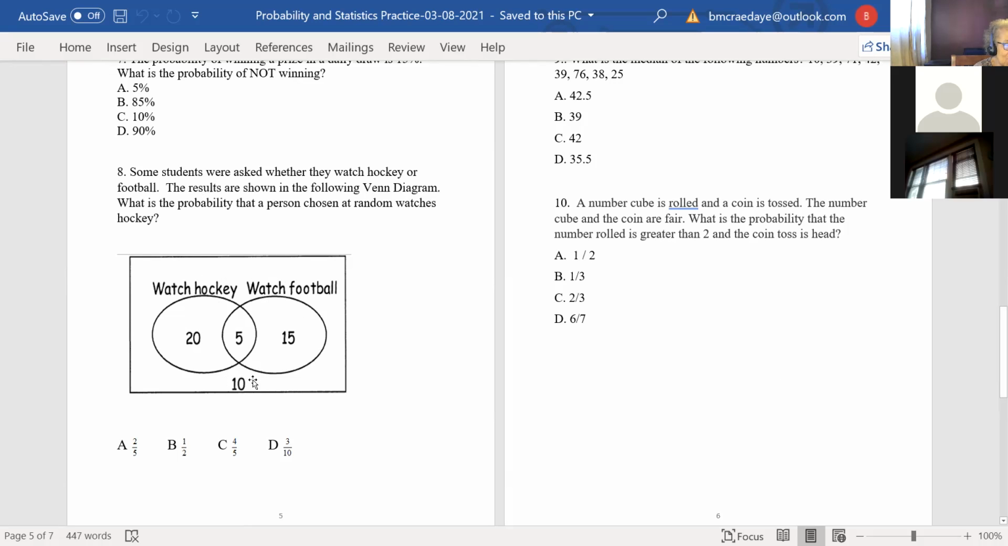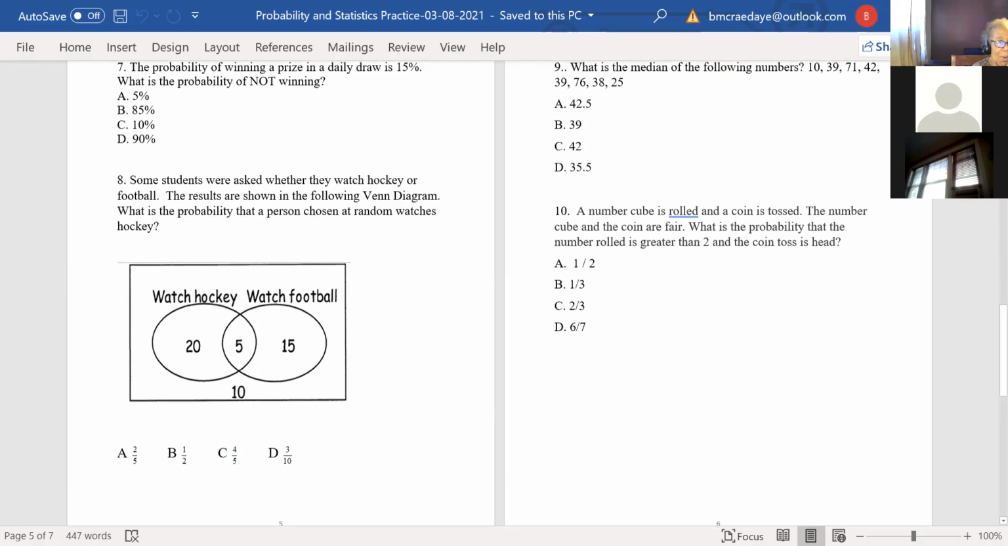What is the 10 here? What is that? The people that didn't watch football and hockey. That's right. Excellent. The people that didn't watch hockey and they didn't watch football. That's what that represents. Okay. So you want to find the probability that a person chosen at random watches hockey. So you're going to need your hockey total and your total of the ones that watched all the sports. Okay. And then simplify it. Got it? All right.